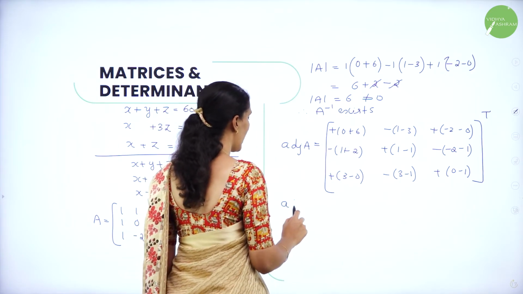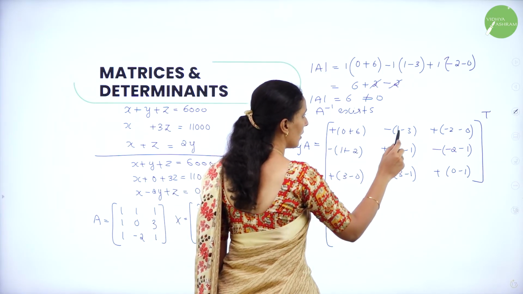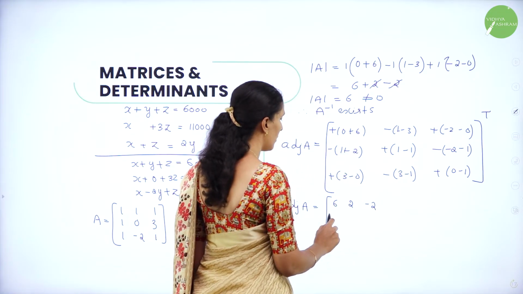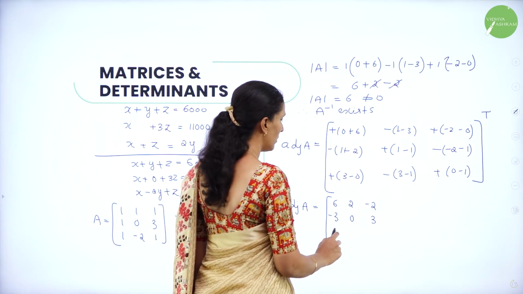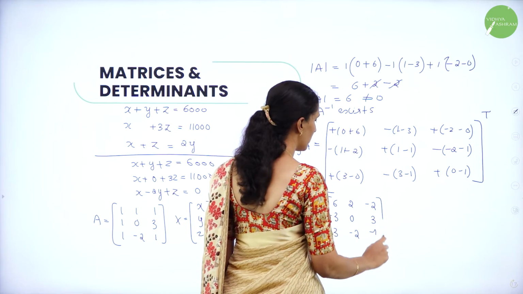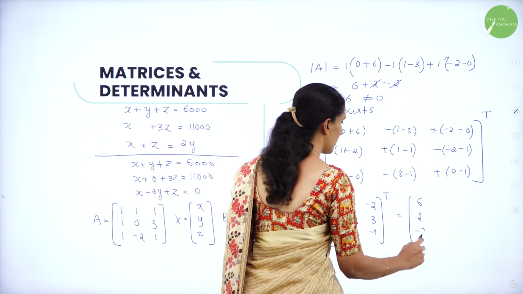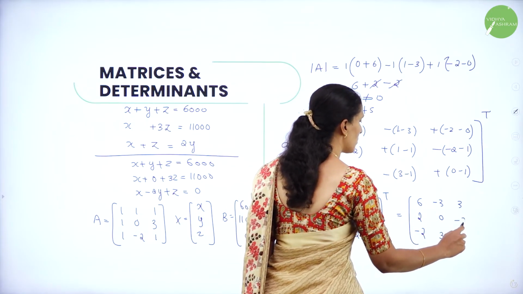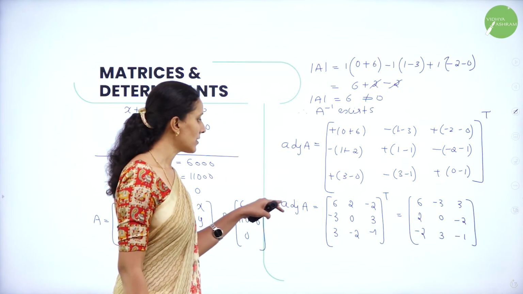So therefore, adjoint A is equal to, now we have 6, 1 minus 3 minus 2 plus 2. Next minus 2, here minus 3, 0 plus 3, 3 minus 0, 3, 3 minus 1 minus 2, minus 1. Take the transpose. So what is the transpose? 6, 2, minus 2, minus 3, 0, 3, 3, minus 2, minus 1. So this is the transpose of the matrix, that is the adjoint A.